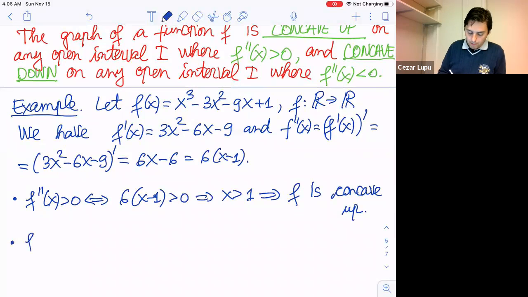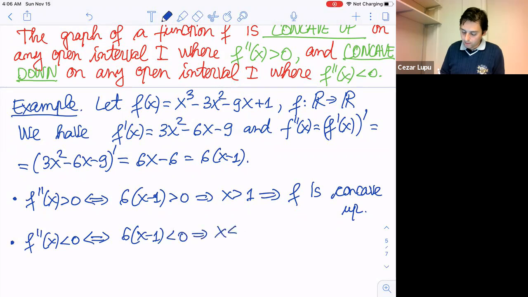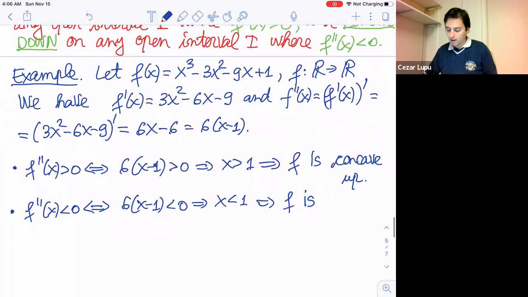And now f second prime of x is less than 0, which is equivalent with 6 times x minus 1 less than 0, which implies that x is less than 1. So f is concave down. Right? Okay, and that's it. On the interval where x is greater than 1, the function is concave up, and on the interval for which x is less than 1, the function is concave down.